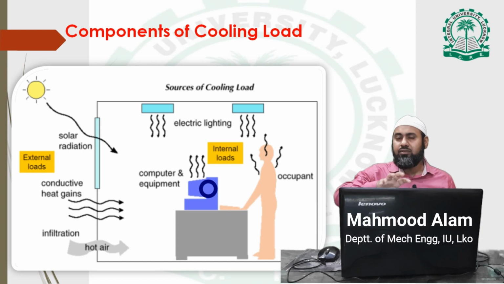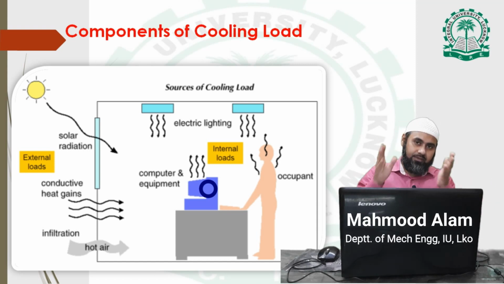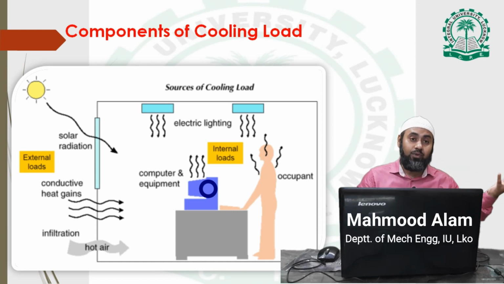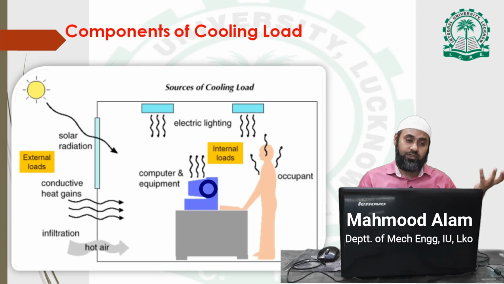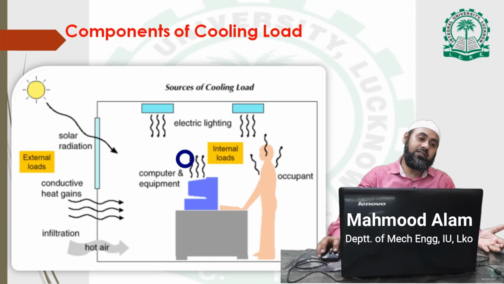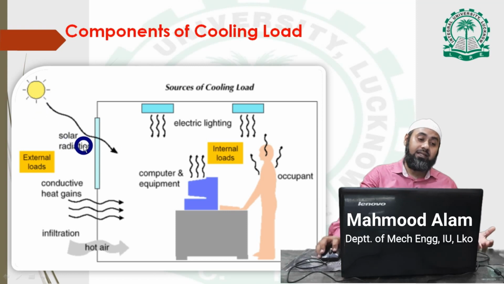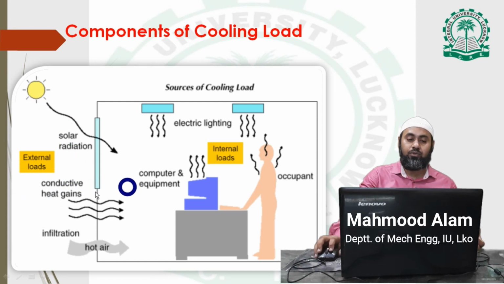There are some sources which are available outside the building, and those will be known as external loads. In external load, there is solar radiation, meaning the sunlight coming from the sun to the building. It is the biggest source of heat in case of external load. And here is conductive heat gain, meaning the heat available in the atmosphere, in the climate, will be conducted through the wall into the room. This will be known as conductive heat gain.